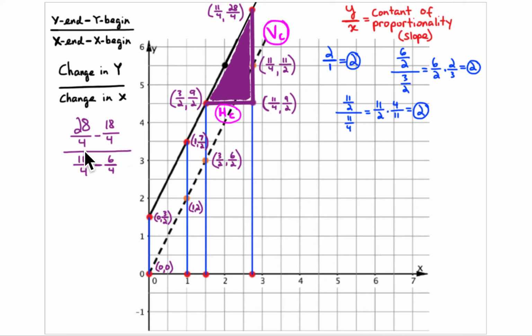So 28/4 minus 18/4. That's this change, subtracting this amount right here. To get this down, you're basically moving this down to the x-axis. And along the horizontal axis, you're starting at 6/4. So this is 6/4 right here, which is the same as 3 halves. And you're ending at 11/4. So you're going from here over to here.